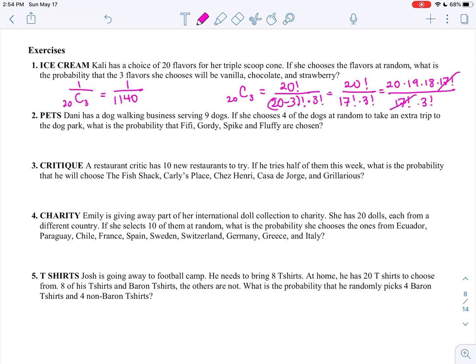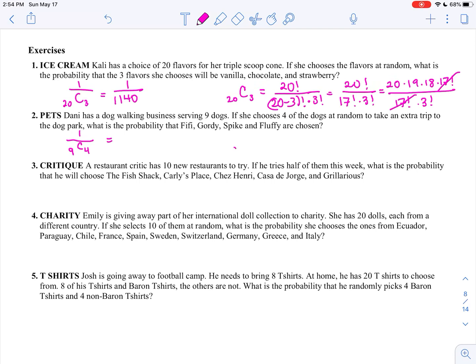So Danny has a dog walking business serving 9 dogs. If she chooses 4 of the dogs at random to take an extra trip to the dog park, what's the probability that Fifi, Gordy, Spike, and Fluffy are chosen? And again, for these 4, it doesn't matter the order. So there's only 1 favorable outcome in which, of the 9 dogs, those 4 are chosen.